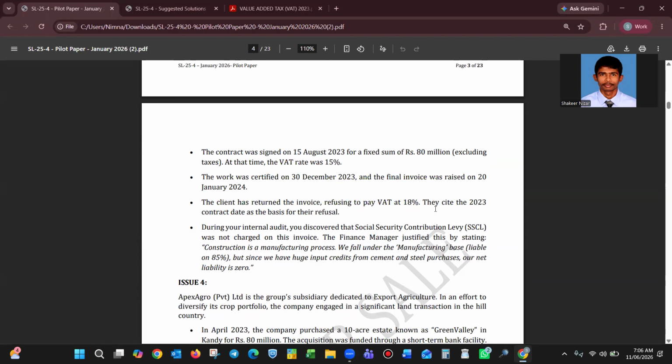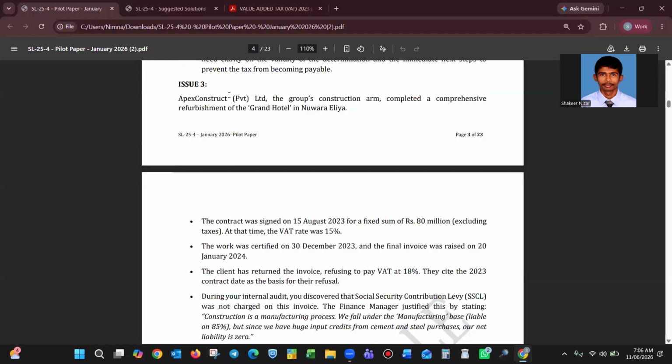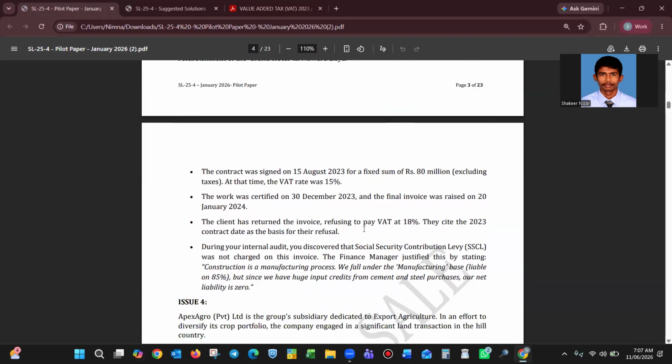During the internal audit, you discovered that SSCL was not charged on this invoice because this is not a manufacturing company. This is a construction service. Therefore, 100% of turnover as per the Act is liable. Otherwise, if it is manufacturing, 85% based on the liable turnover is subject to SSCL. So, not charged on this invoice.